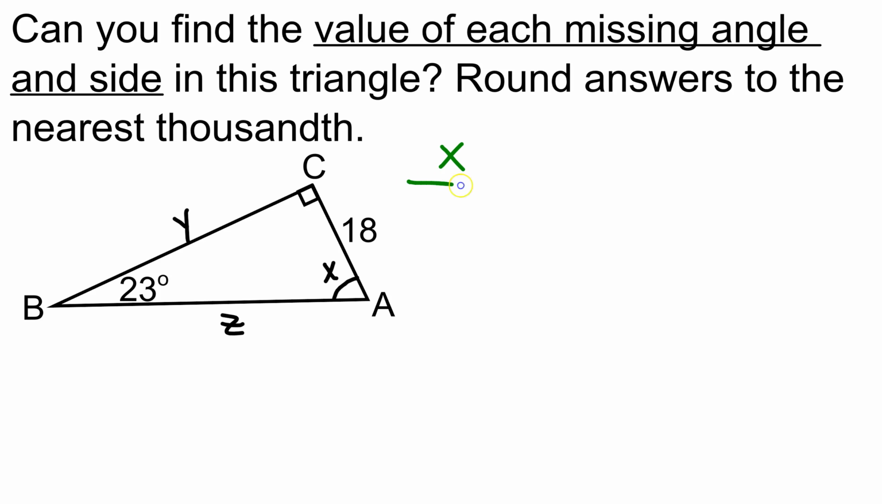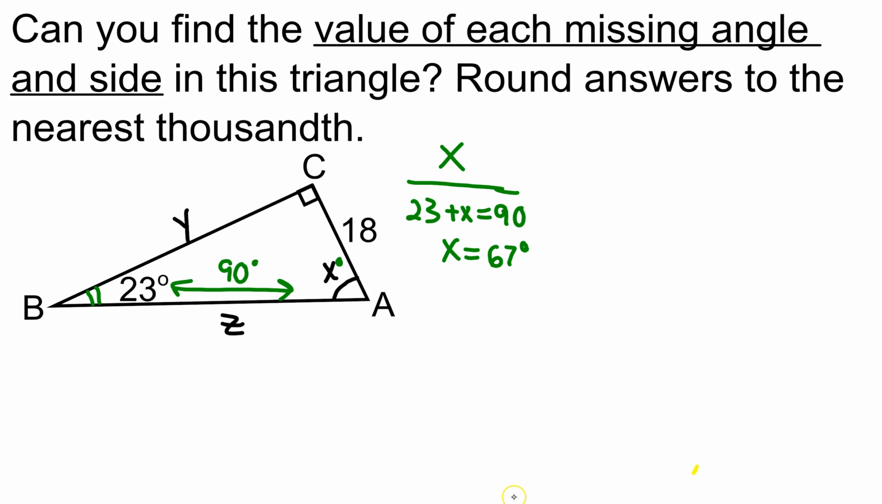So I'm going to set up a little area to do this problem. x is a missing angle in the triangle, and we know that the two acute angles in a right triangle, so these two angles, have to add up to be 90 degrees. So all we have to do is say, well, 23 plus x equals 90. That's our equation, and we just subtract, and we should get that this angle is 67 degrees. So that was kind of easy. We'll find out later some other ways to find angles.